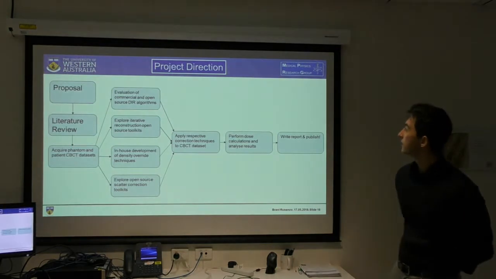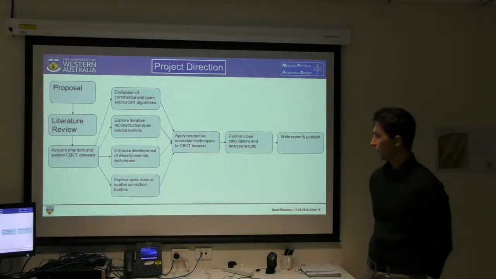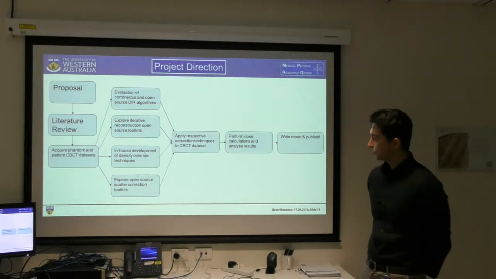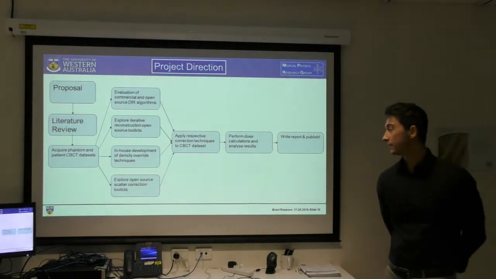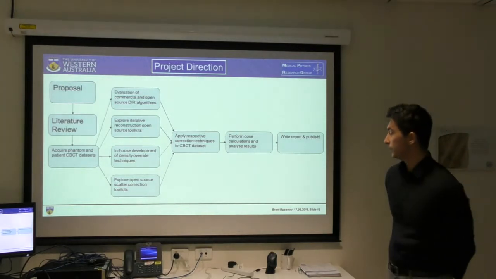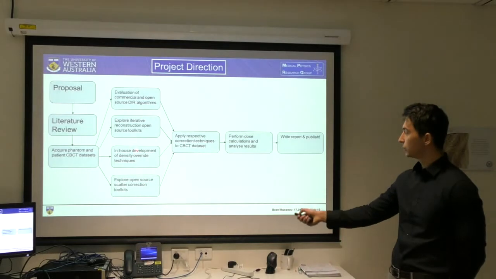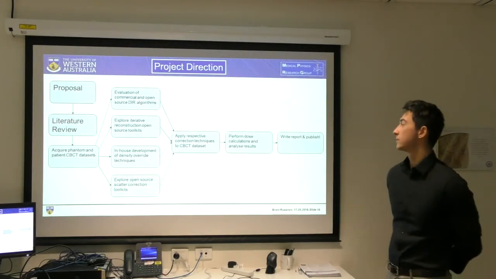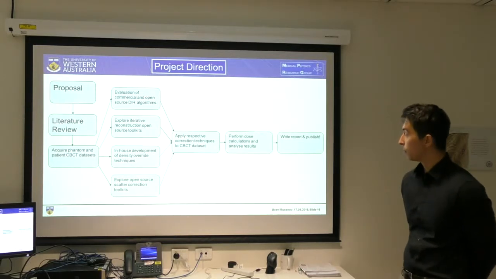Okay. This is a little map of how I will be conducting this project. So I've finished my proposal and literature review, and the next stage will be to acquire phantom and patient CBCT datasets. And after I have those, I will be trying to explore each of the methods outlined. So I will try and evaluate commercial and open source deformable image registration algorithms and see how they perform.